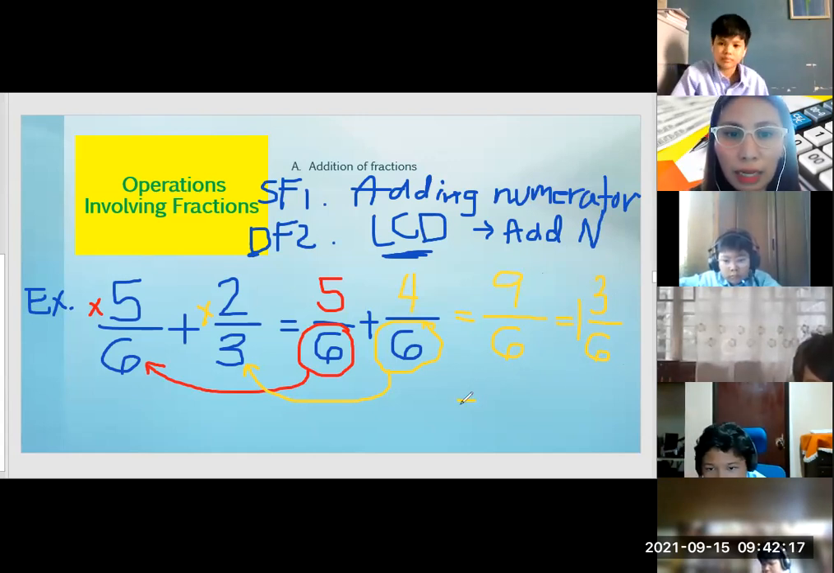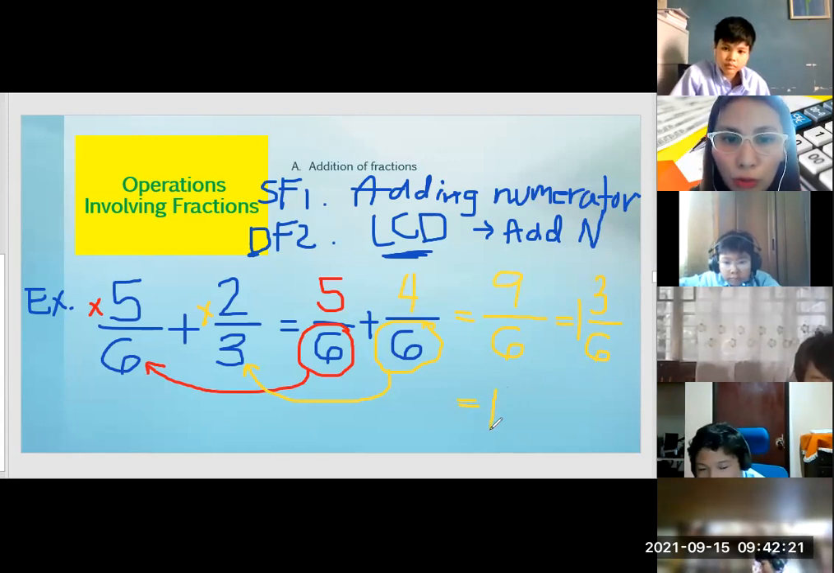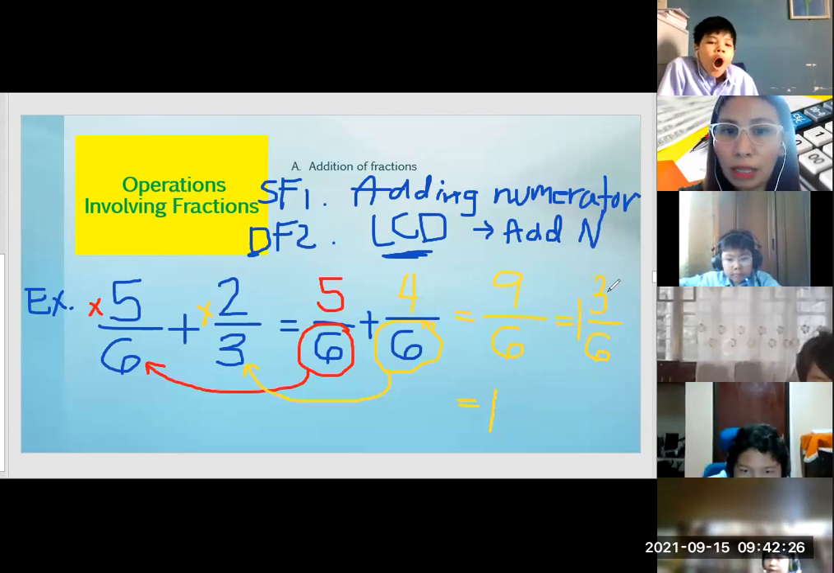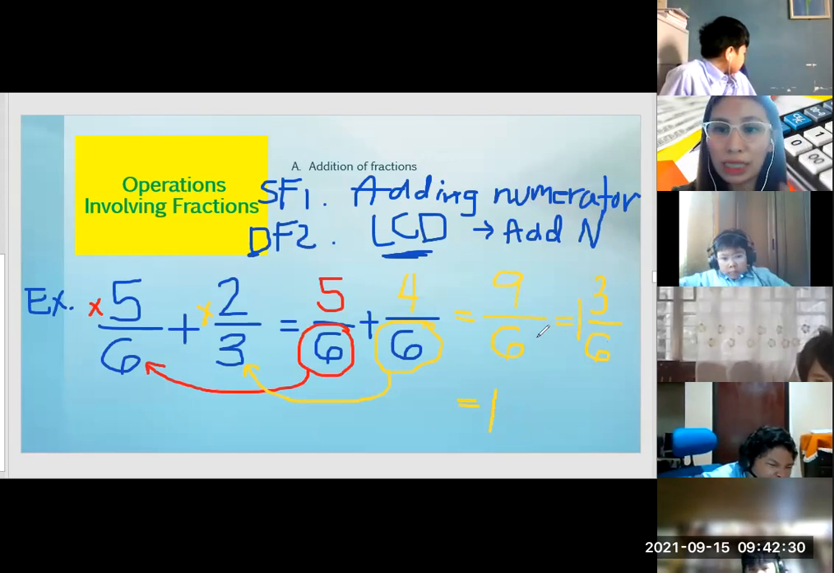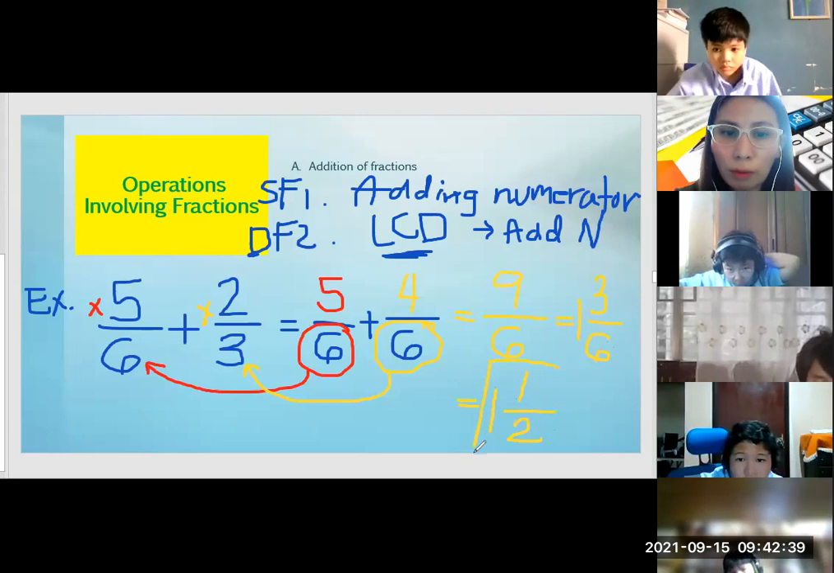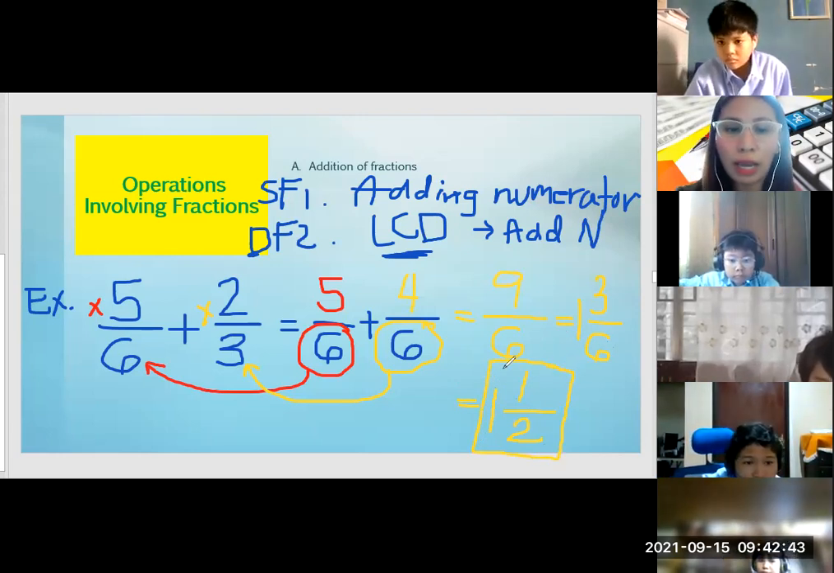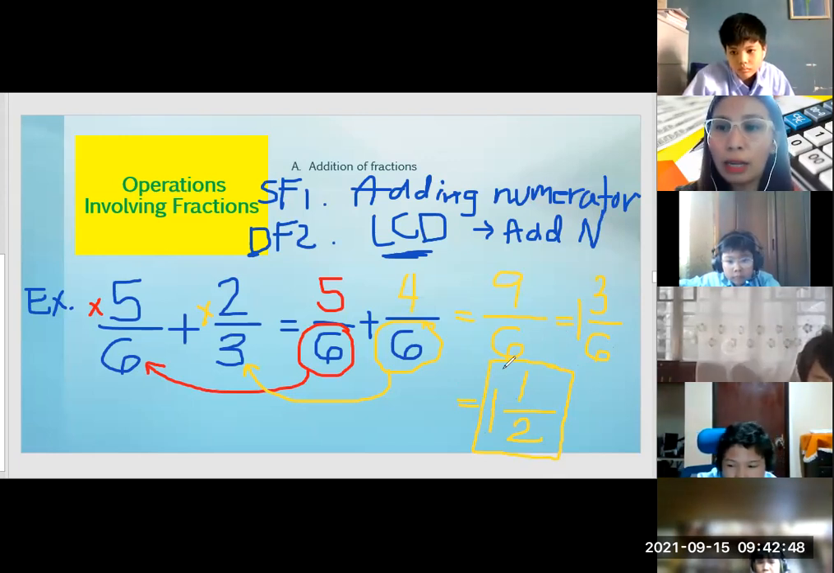Let's write an equal sign on our left side to show it. Let's divide: 3 and 6 can both be divided by 3. 3 divided by 3 is 1, 6 divided by 3 is 2. The answer for this one is 1 and 1/2.